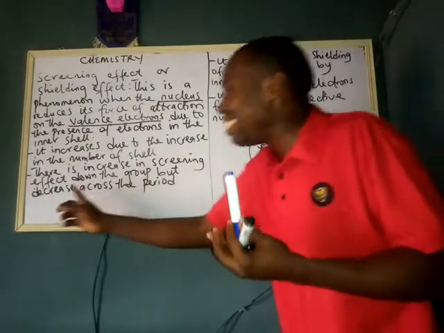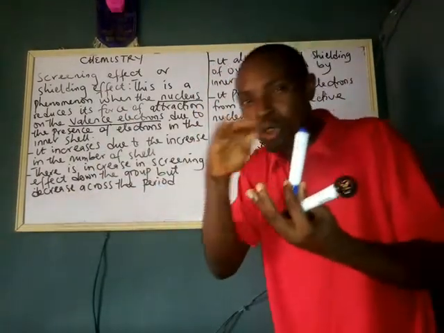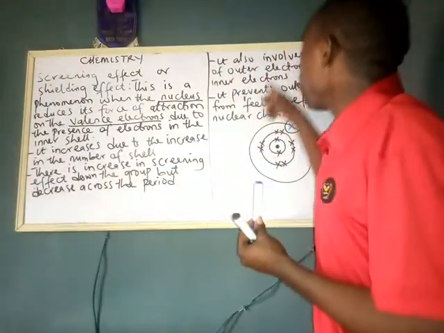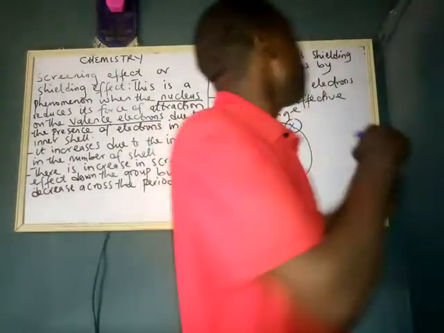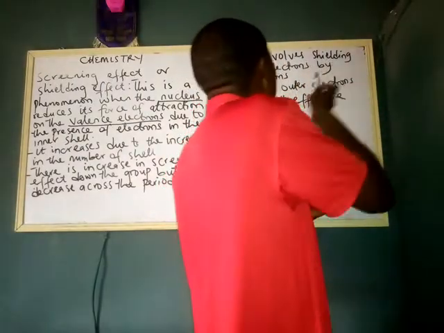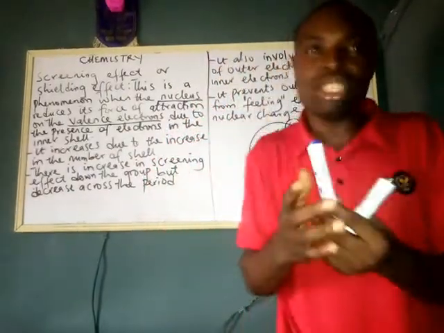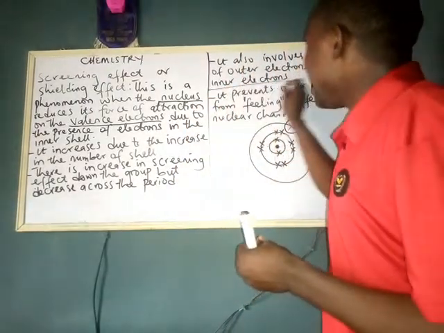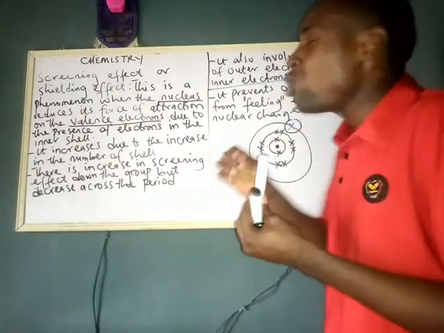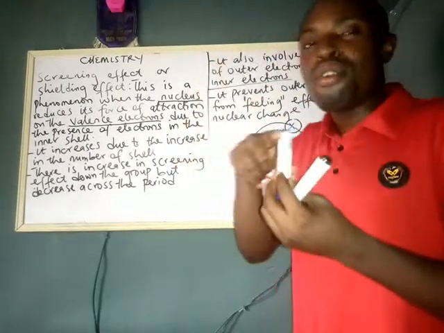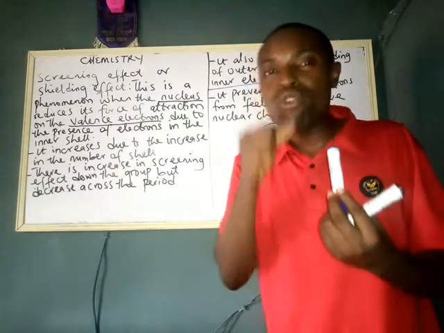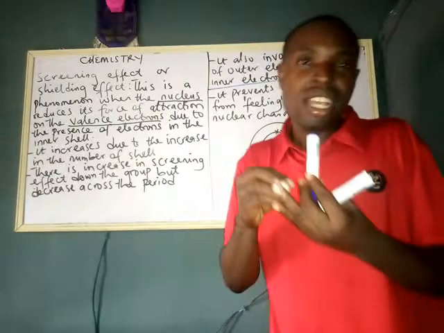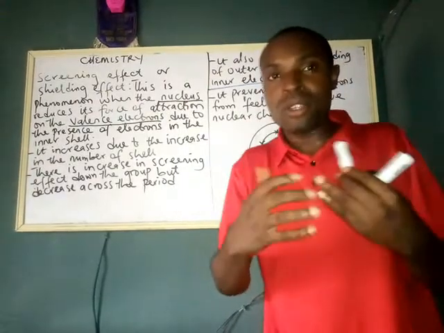And we said that there's a decrease of the screening effect across the period. Is that clear? Now, we also said that it involves the shielding of the outer electron by the inner electron. And it also prevents outer electrons from feeling the effective nuclear charge, which you will soon see. And from there, we perform a little calculations in them.